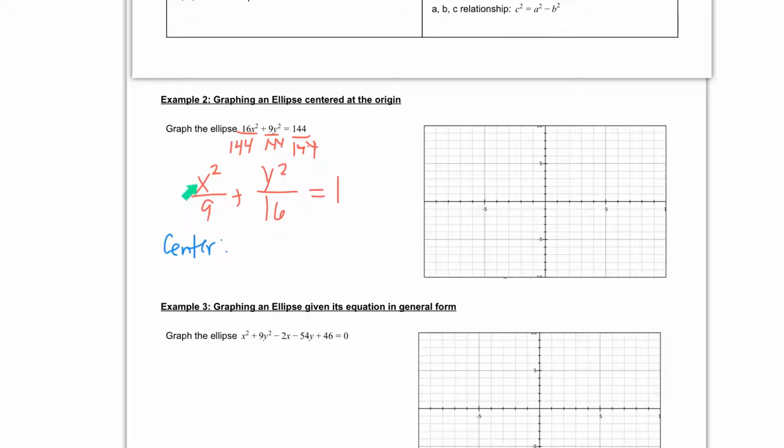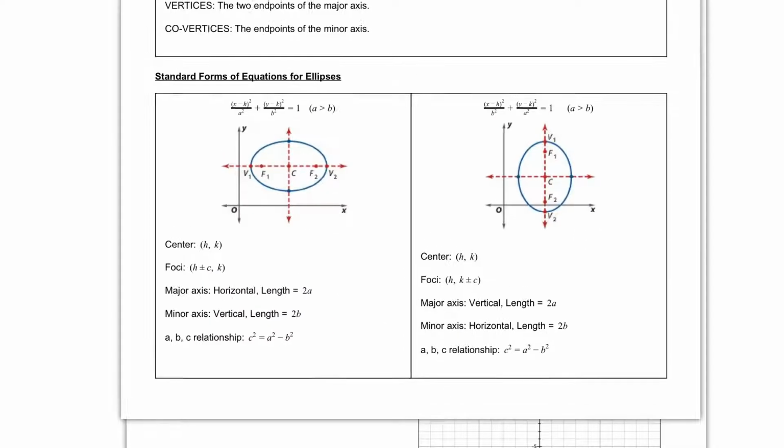Because I'm not adding or subtracting anything to my x's or my y's, my center is just going to be that point 0, 0. And then I need my major axis and my minor axis. So the first thing I need to take a look at is where my bigger number is, 9 versus the 16. 16 is bigger than 9, so I'm going to take a look at my equations up on the top. And if I have the bigger number, remember a has to be bigger, underneath the y, which I have, then I'm going to be looking at my major axis, this time being vertical.